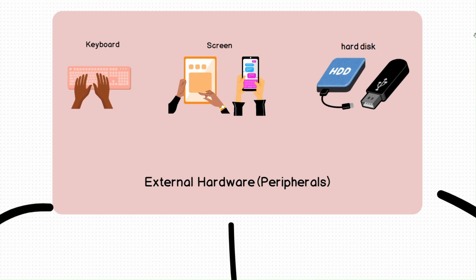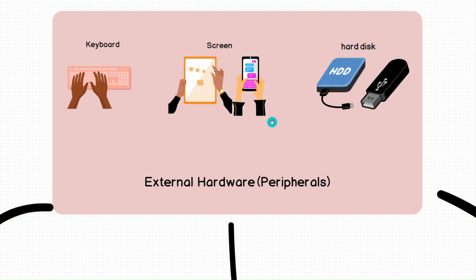However, some of the external hardware can be detached from the computer, like a cordless mouse or a keyboard mouse. You can remove it from the computer. The hard disk, you can attach it to the computer or detach it from the computer. Some of them too, you have the hard disk as part of the body of the computer. So this is what you need to know about external hardware.